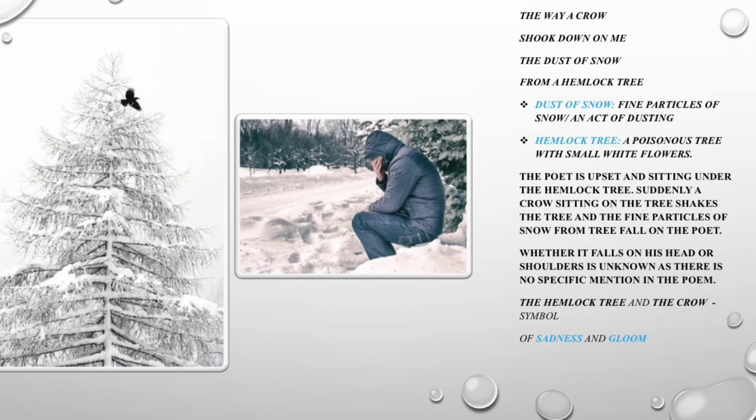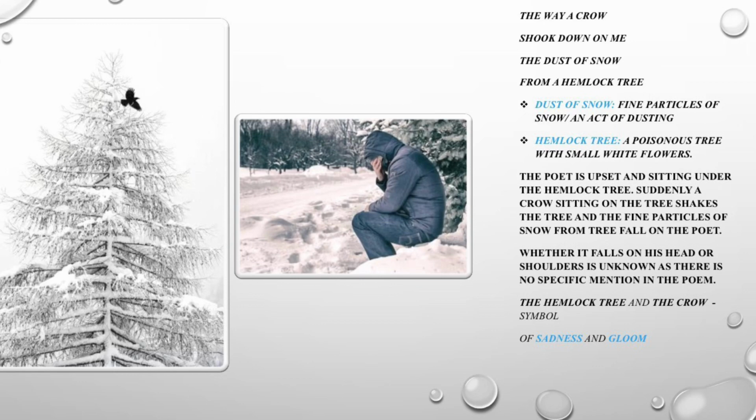Suddenly, a crow sitting on the tree shakes the tree, and the fine particles of snow from the tree fall on the poet. Whether it falls on his head or shoulders is unknown, as there is no specific mention in the poem. Here, the readers are left in doubt about the bird's specific action, whether the crow was landing, shivering with cold, readjusting itself on the branch, or taking off. It happened to send some particles of snow upon the speaker.